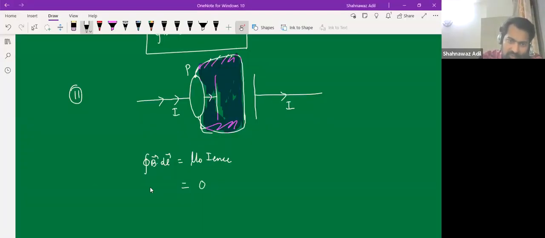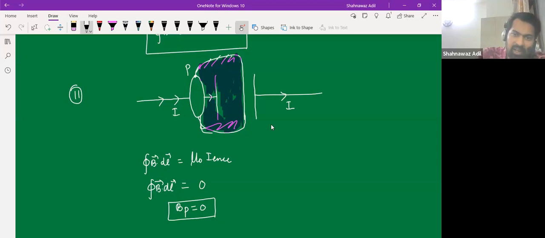So if there is no current passing through that curved surface, this would be zero. So if I calculate this B dot dl, then I will get the magnetic field at point P, which would be zero. Is this part clear?